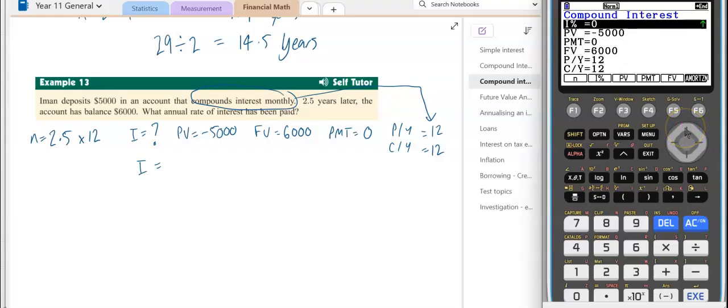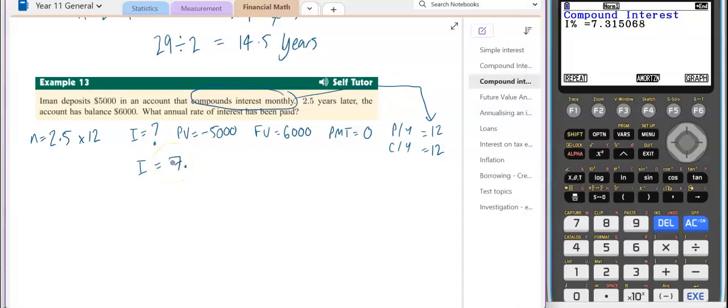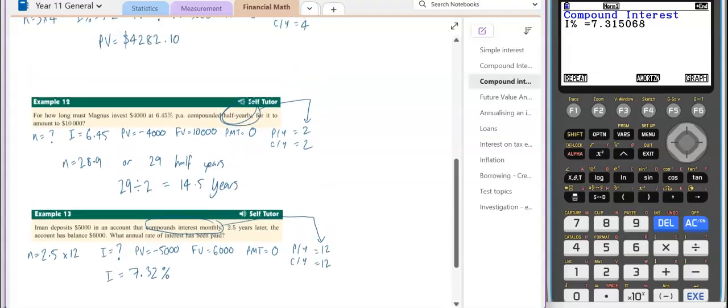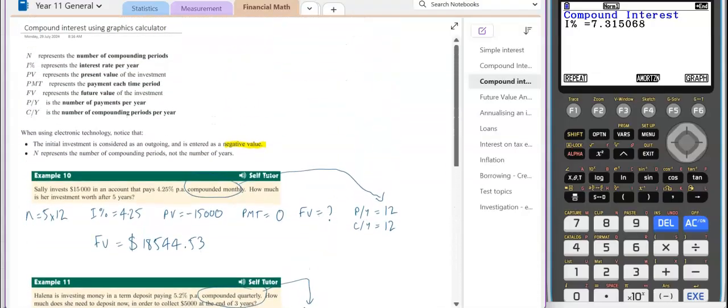Okay, so we're just trying to work out the interest rate. In order to do that, obviously we then would press F2, which correlates with that interest percentage button on the screen. So the interest rate needed would be approximately 7.32. We're rounding that, 7.32%. All right, so that's it. That's how to use the graphics calculator when you're dealing with compound interest and specifically for investments.